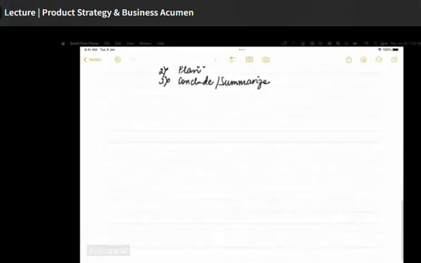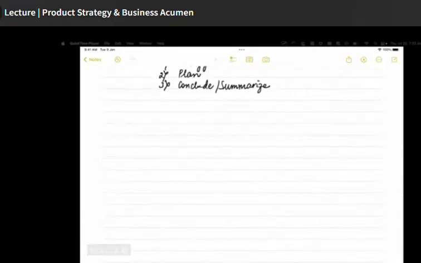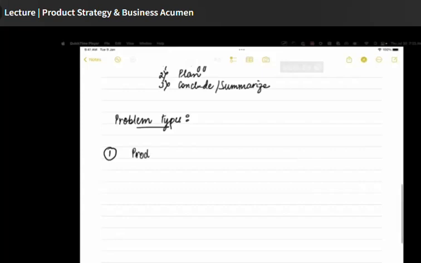Now let's move on to the type of problems you generally come across in companies or in interviews. It's not an exhaustive list, but majority of the times the problem will be revolving around these 4 types. So the first problem is product diagnostics, or we also call it a metric change.